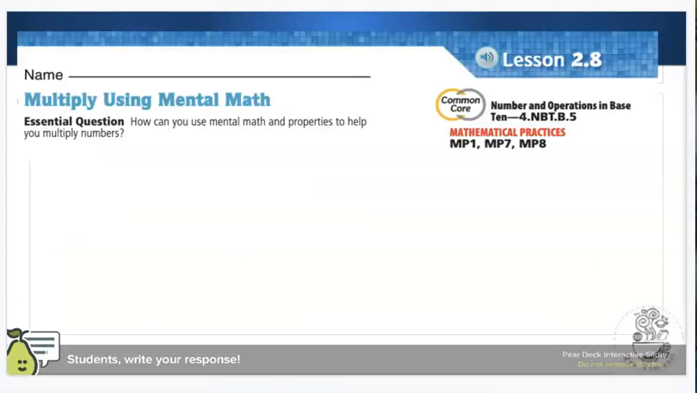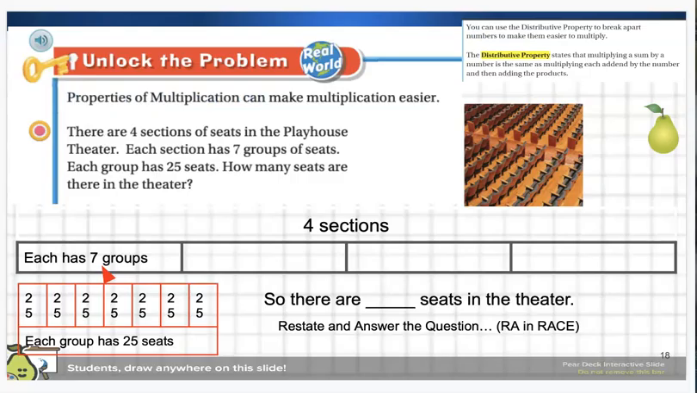All right, so let's take a look at using mental math. So here's this problem. There are 4 sections of seats in the Playhouse Theater. Each section has 7 groups, and in each group there are 25 seats. All right, that's already getting kind of confusing, but it's definitely real life. So how many seats are there in this theater altogether? So stop the video and talk to each other. Why is this problem hard?